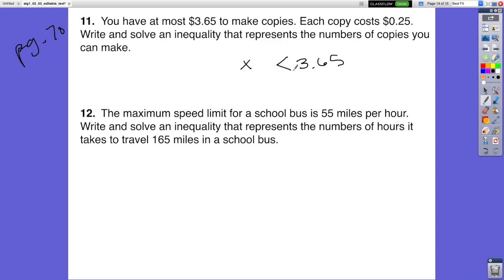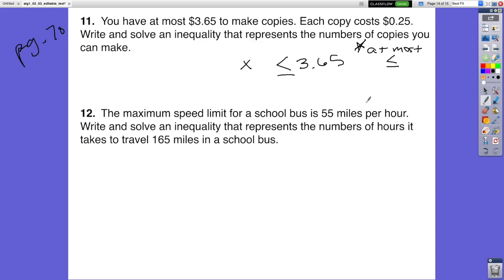Now here's what you have to write notes for. The word at most, this is just practice, means that you can spend that amount. So you can also spend $3.65 or less. That's what at most means. So you have to have that inequality sign. The word at most means less than and equal to. This is one of the ones that's a common error. A lot of kids make that mistake.